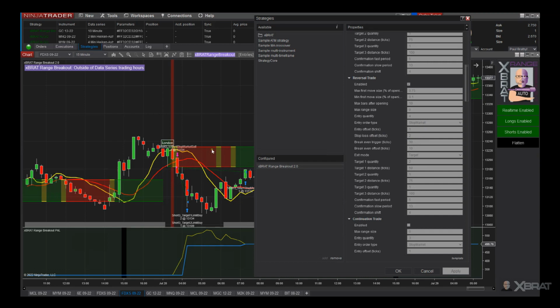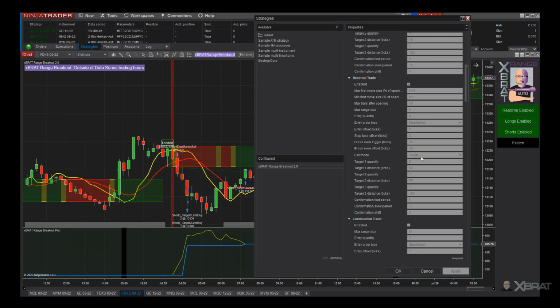Stop loss offset 2, so we'll put it 2 ticks above that opening range. The break even trigger: when the move goes through 30 ticks, we put the stop at 10 ticks. Okay, so we've got a little bit of wiggle room there, in case it doesn't quite reach our targets, comes back, takes a little bit of profit, covers our costs.